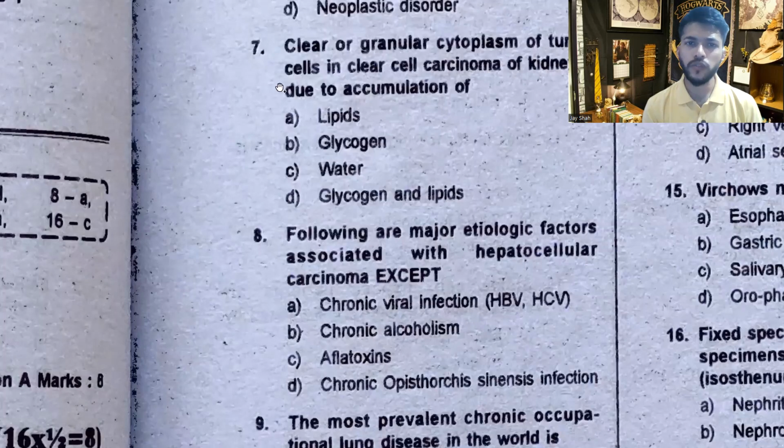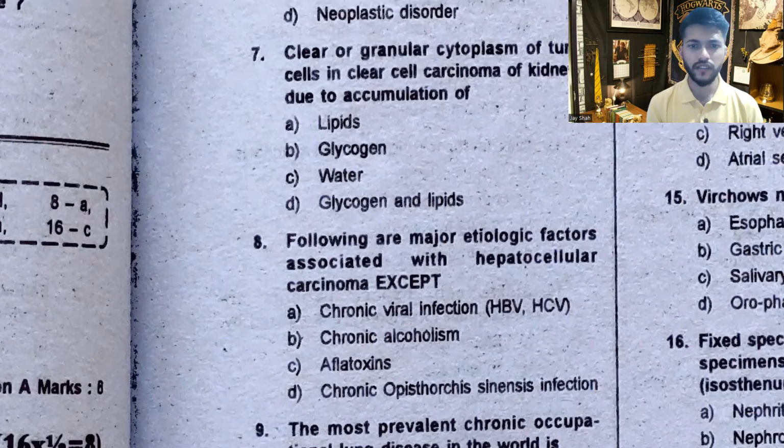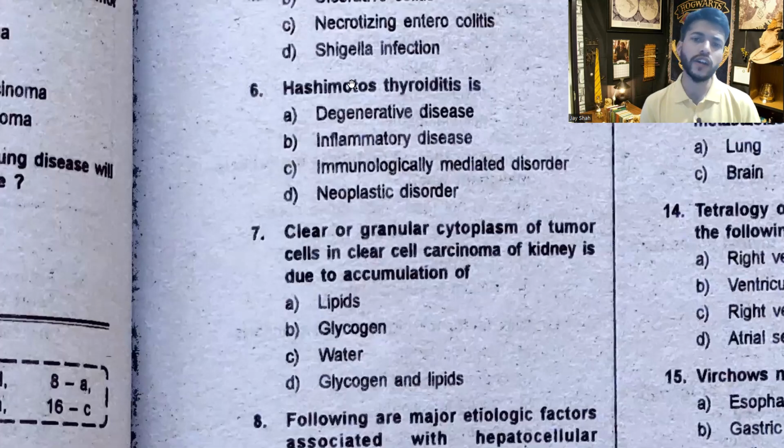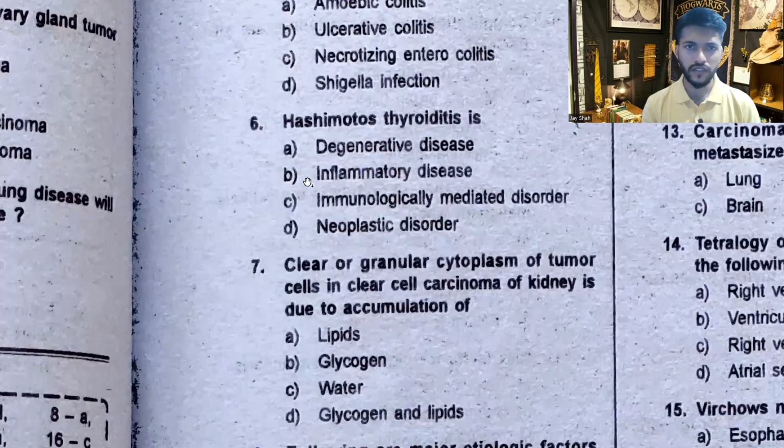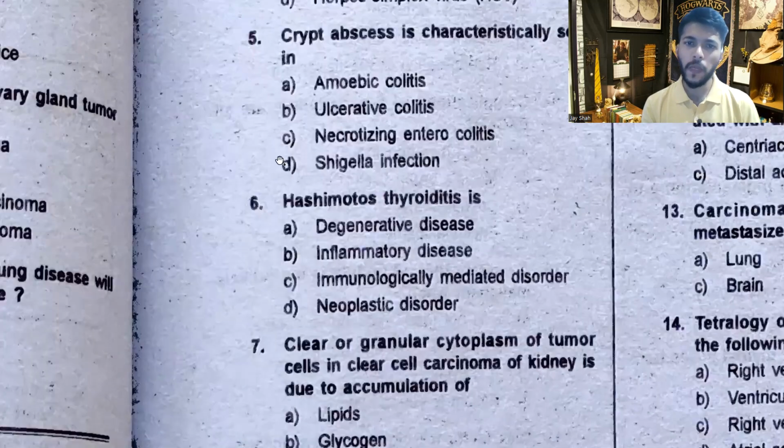Clear or granular cytoplasm of tumor in clear cell RCC is because of glycogen. Glycogen, which is used as a source of energy, gets cleared. That is C. B, glycogen. Hashimoto's thyroiditis is autoimmune. Autoimmune means immunologically mediated disorder. Our answer C. Crypt abscess is seen in ulcerative colitis. Right. Flask-shaped ulcer, amoebic colitis.